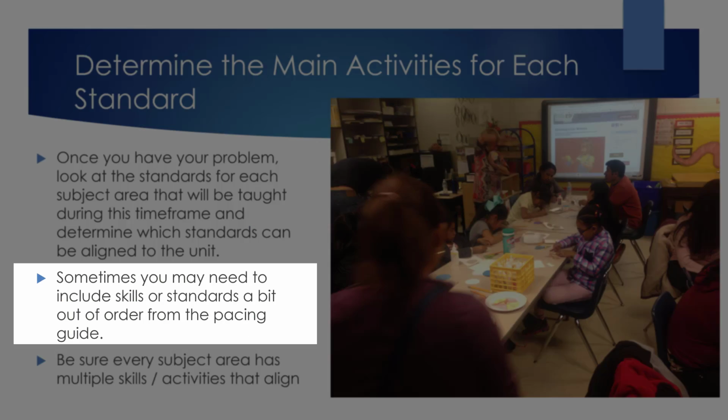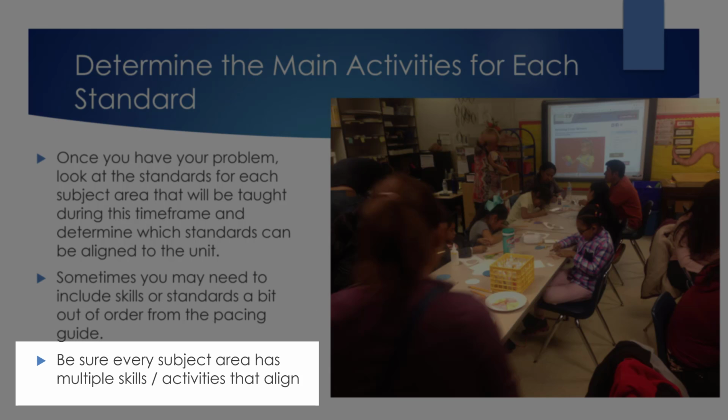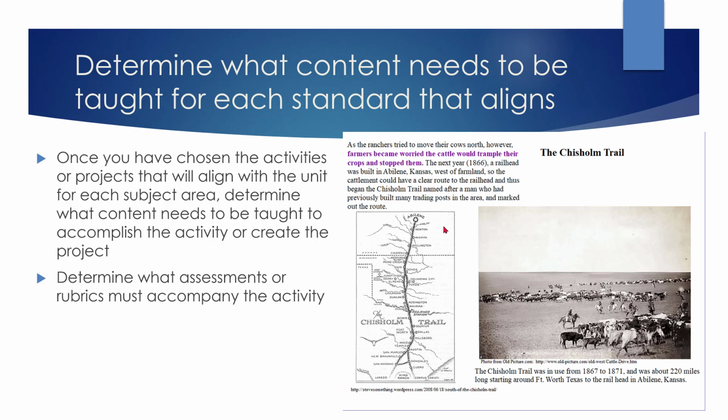Sometimes you may need to include standards that are a bit out of order from the pacing guide, and that's okay. You don't want to go too crazy because we still need to answer to the pacing guide, but in STEM schools we have to shuffle things around just a little bit. Whatever you do, please be sure that every subject area has enough skills and activities that belong in the STEM unit so that you can always be in a STEM unit, and not, we were in STEM for the first week, but now for the rest of the 6 weeks, we don't have anything left to do that's considered to be the STEM unit. So now you know what the activities are from each subject area and the standards that you're going to teach that align.